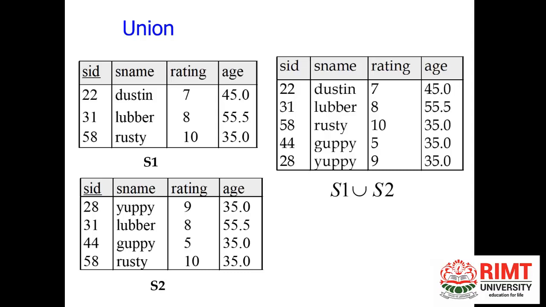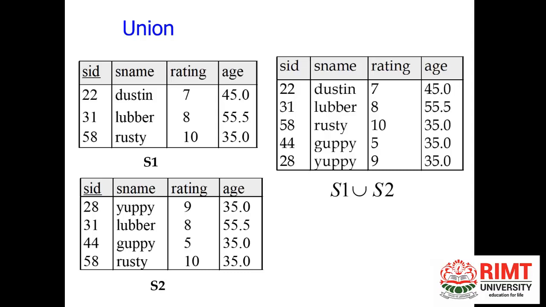Clear? So what is the meaning of union? The meaning of union is simple. We go back to the first slide, where you are reminded that union includes those tuples which belong to S1 or those tuples which belong to S2. It means Dustin, Lubber and Rusty are there. So what is new in this S2? Yes, I want Yuppie, sorry, yeah, Yuppie. Very good, Rahul. It means Yuppie is there also. It means our final relation must contain Dustin, Lubber and Rusty plus Yuppie.